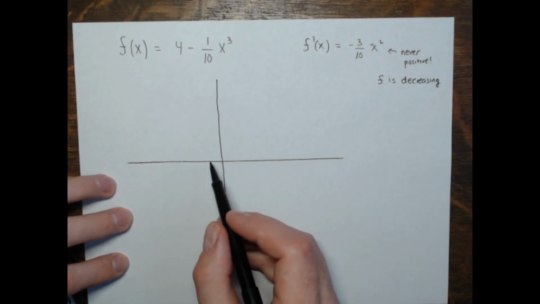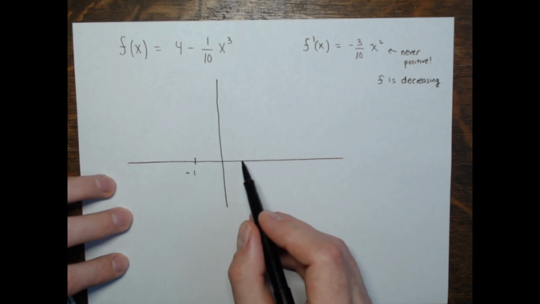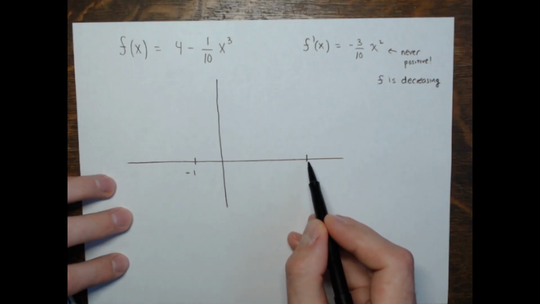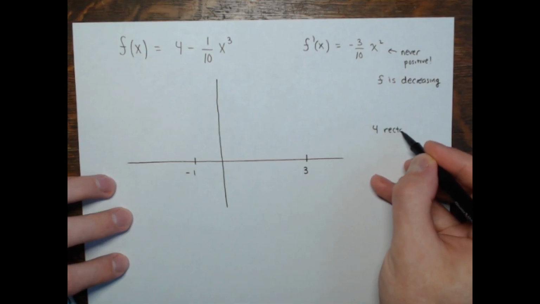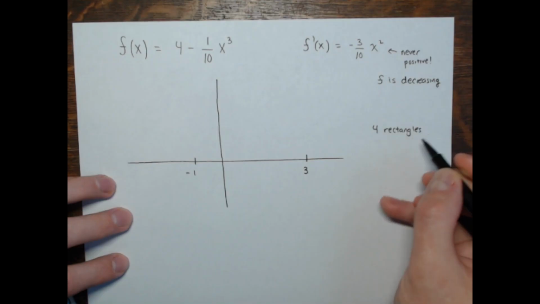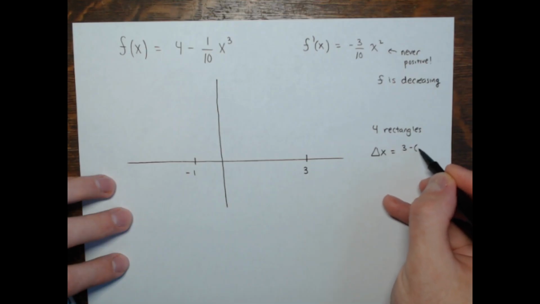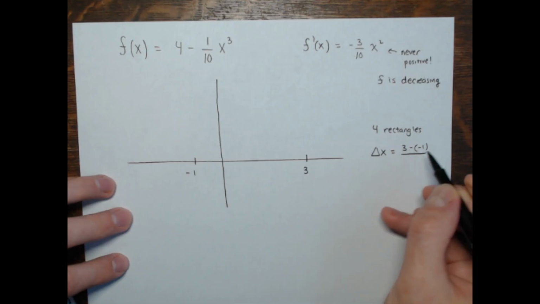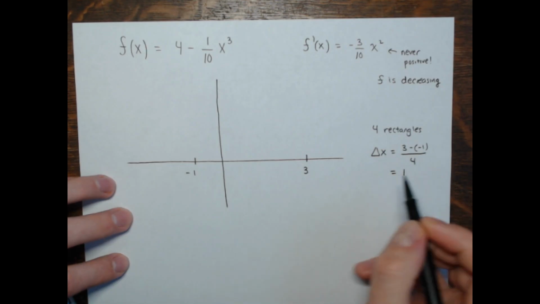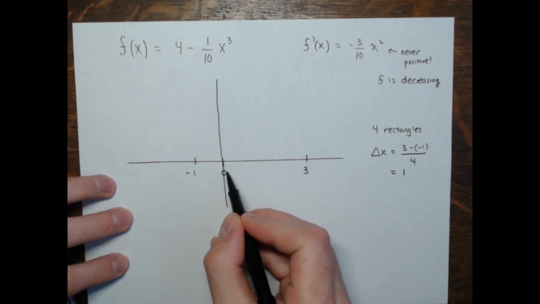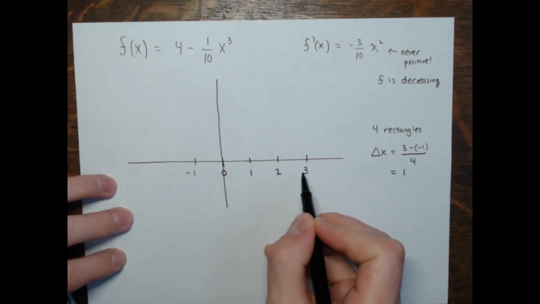So we're going from, they asked us to do this over the interval from -1 to 3. So let's say that's over here. And they want us to use 4 rectangles. So the widths of each rectangle should be 3 minus -1, right? The length of the interval, broken up into 4 pieces. Now that's just 4 divided by 4, that's 1. So -1 to 0, 0 to 1, 1 to 2, and 2 to 3.